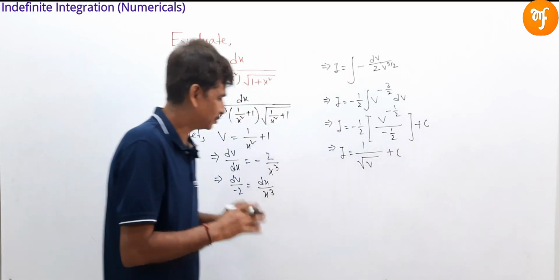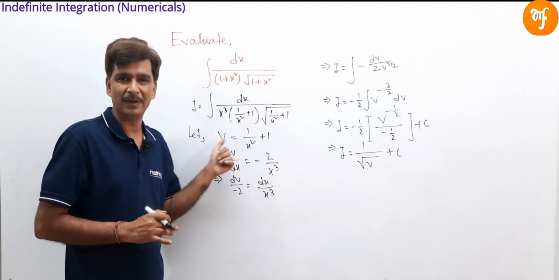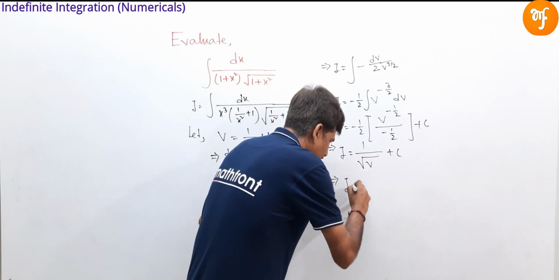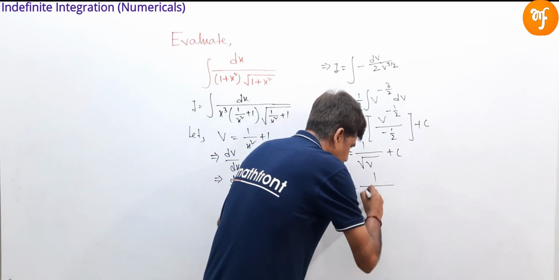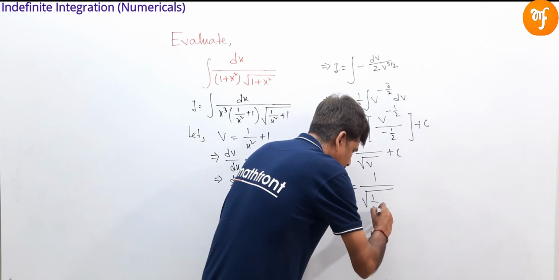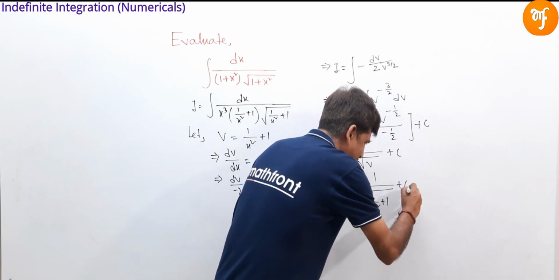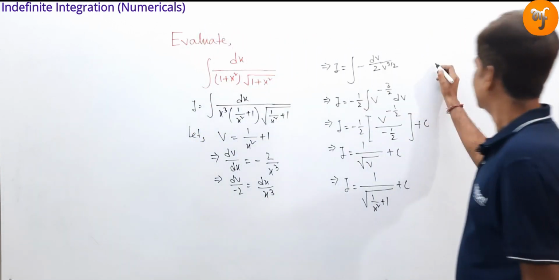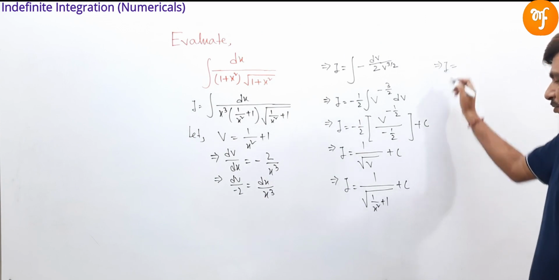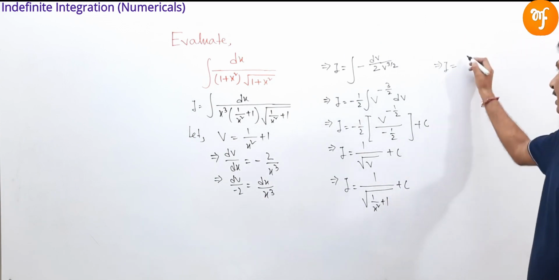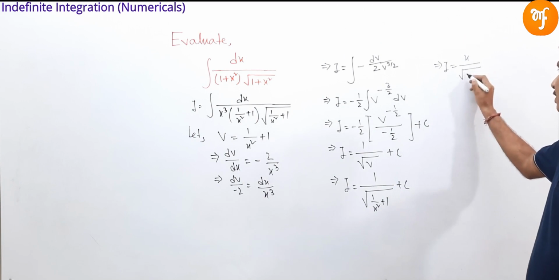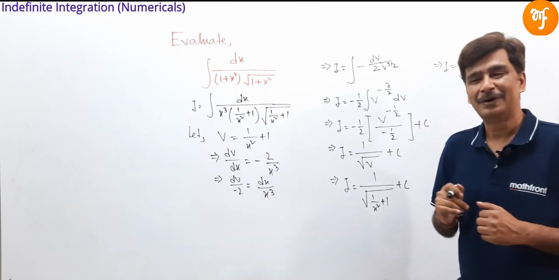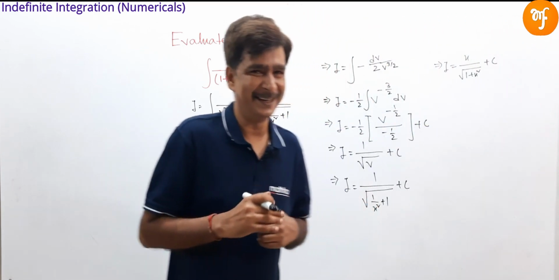Okay, clear? Now, to get the final answer, we have to substitute v by 1 by x square plus 1. So substituting here, we get I is equal to 1 divided by square root of 1 by x square plus 1, plus c. Now, simplifying further, what will we get? If we simplify this, we will get I is equal to x divided by square root of 1 plus x square plus c. Clear? Now, come to the second method for this integration. Let's look.